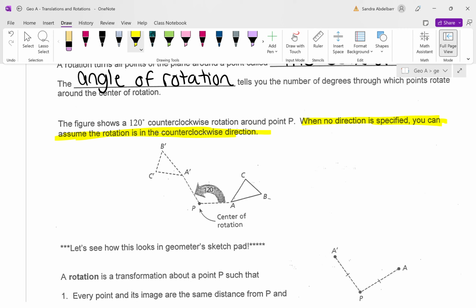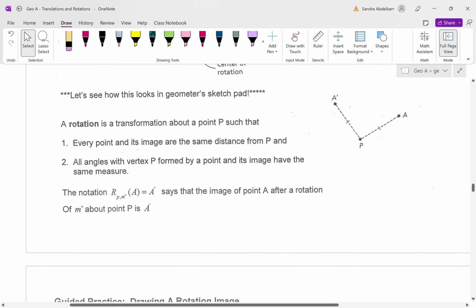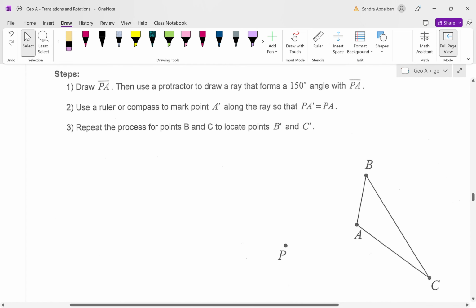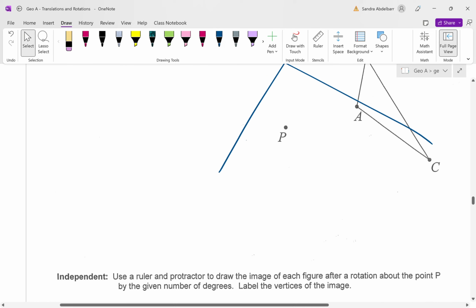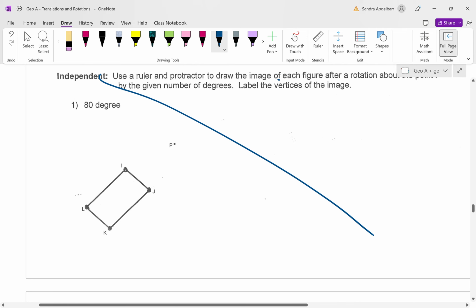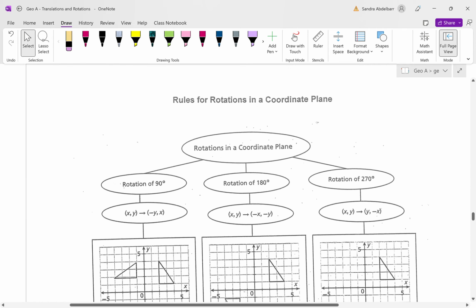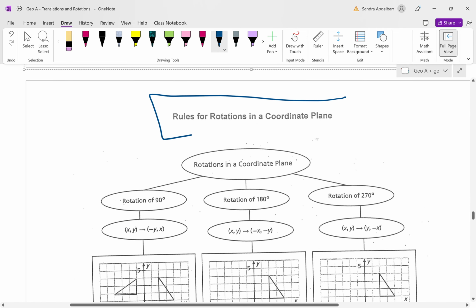So if I just say rotate this 90 degrees, I mean rotate it 90 degrees counterclockwise. If I say rotate this 270 degrees, that means a 270 degrees counterclockwise rotation. We're not going to investigate anything, and we're not going to create anything, so basically we don't care about any of this stuff. We're going right here, rules for rotations.